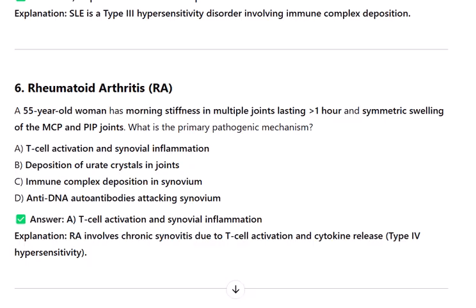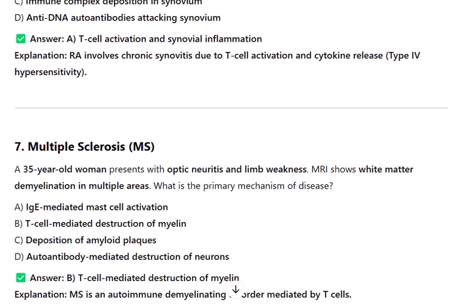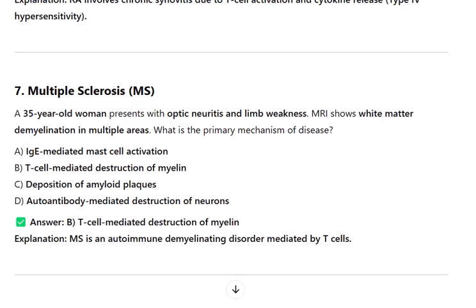7. Multiple sclerosis. A 35-year-old woman presents with optic neuritis and limb weakness. MRI shows white matter demyelination in multiple areas. What is the primary mechanism of disease? A. IgE-mediated mast cell activation. B. T-cell-mediated destruction of myelin. C. Deposition of amyloid plaques. D. Autoantibody-mediated destruction of neurons. B. T-cell-mediated destruction of myelin. Explanation: MS is an autoimmune demyelinating disorder mediated by T-cells.